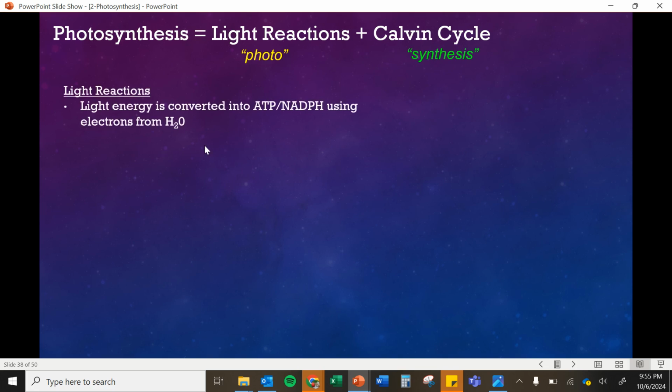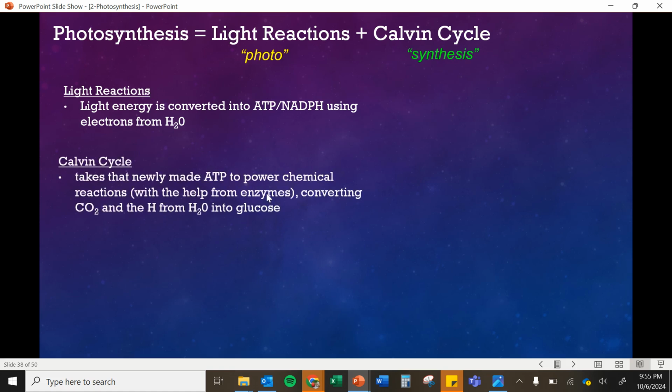So the big thing for our light reactions is it's using light energy to be converted into ATP and NADPH using electrons from water. You can think of it as we're charging up these batteries. So ATP is like a fully charged battery, and NADPH is also, it just carries electrons instead of phosphates. But we're charging up our batteries because we're using energy from the sun.